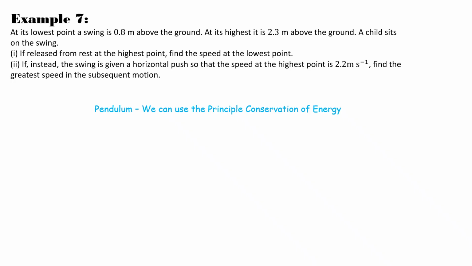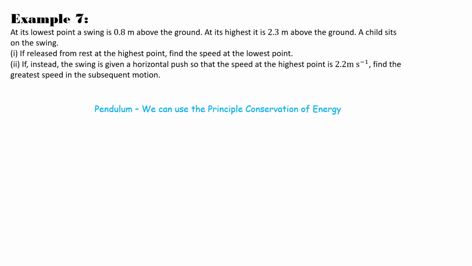So question 7. At its lowest point, a swing is 0.8 meters above the ground. At its highest, it's 2.3 above the ground. A child sits on the swing. If released from rest at the highest point, find the speed at the lowest point. And then part 2 says, if instead the swing is given a horizontal push, so the speed at the highest point is 2.2 meters per second, find the greatest speed in subsequent motion.